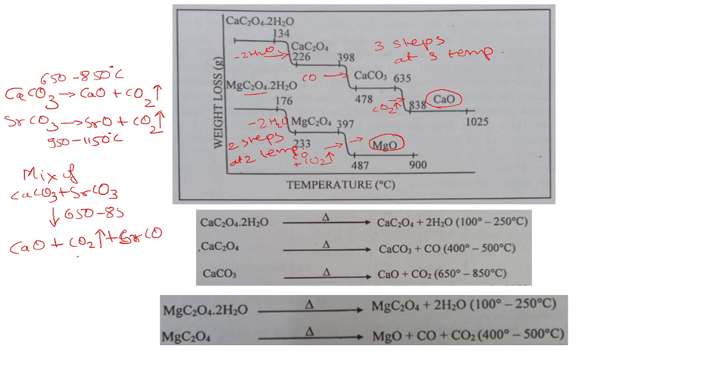So this loss is indicated in the form of loss in weight. Okay, and this can be correlated to the amount of CO2, and from the amount of CO2 you can find the amount of calcium carbonate, and then you can find the amount of strontium carbonate. So these are the various applications of thermogravimetric analysis.